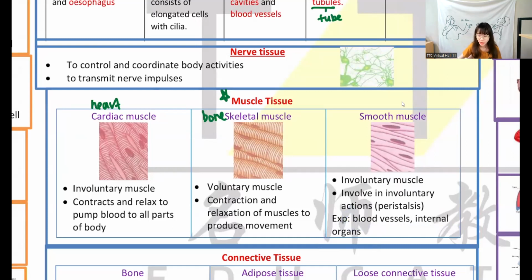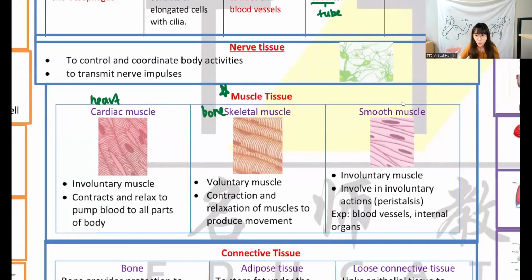By the way, if you want to learn about nerve tissue, we have three neurons: the motor neuron, the sensory neuron, and the relay neuron. The neuron has labelled parts: the axon and the dendrons. They transmit nerve impulses from the dendron to the cell body and then to the axon. There is a sequence for that. You will learn it in detail in chapter 12.